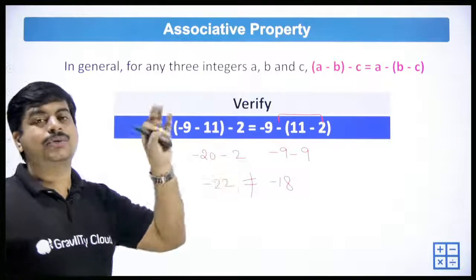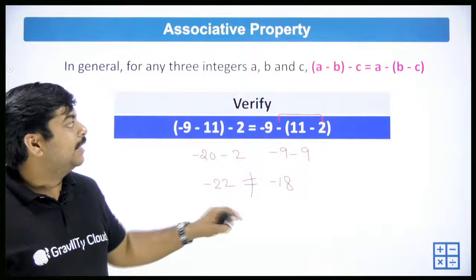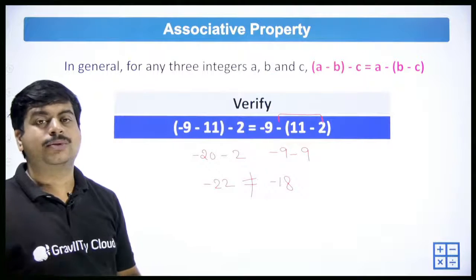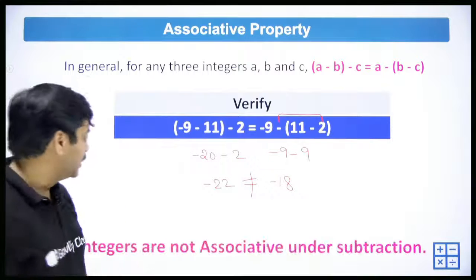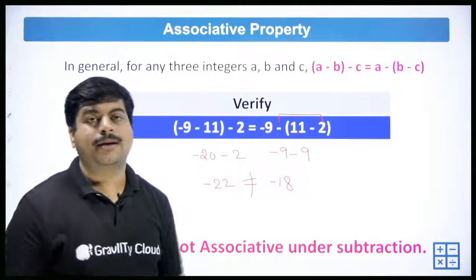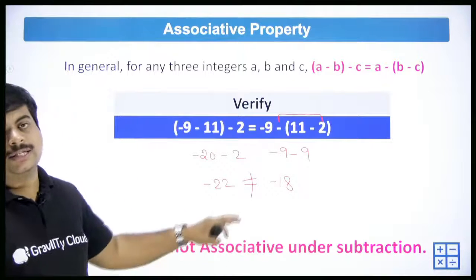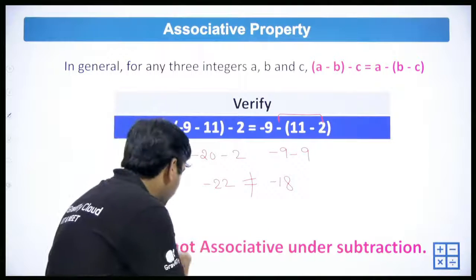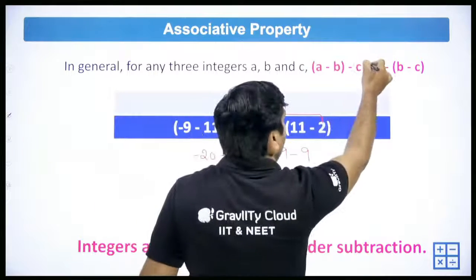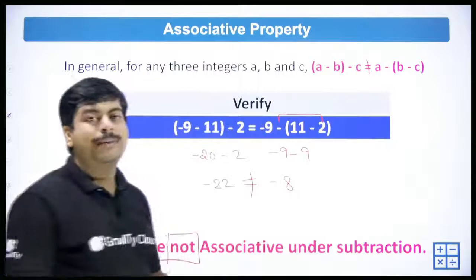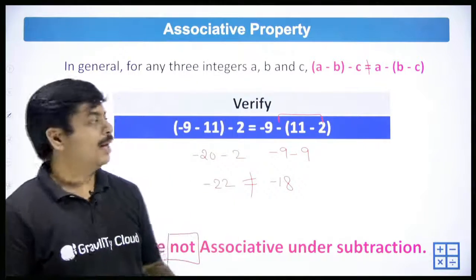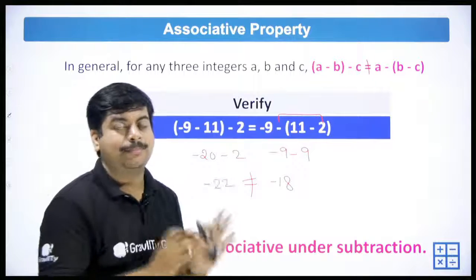So we can say that these two are not the same. A minus B minus C and A minus B minus C are not the same, right? So we can say that integers are not associative under subtraction. Okay, so you should be very careful. These two are not equal. So it is confirmed: for subtraction it is not valid.